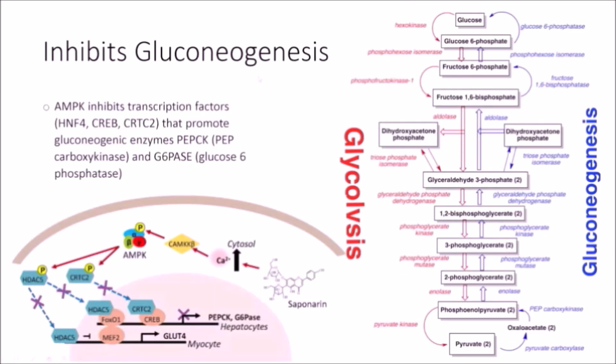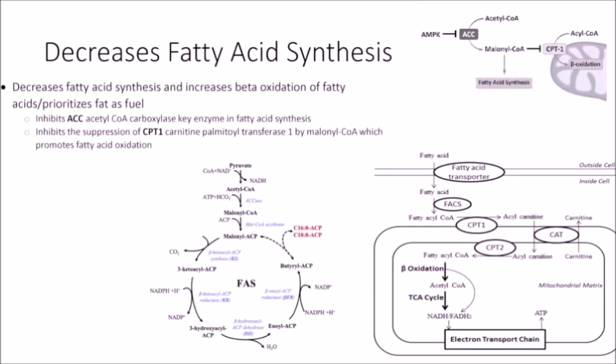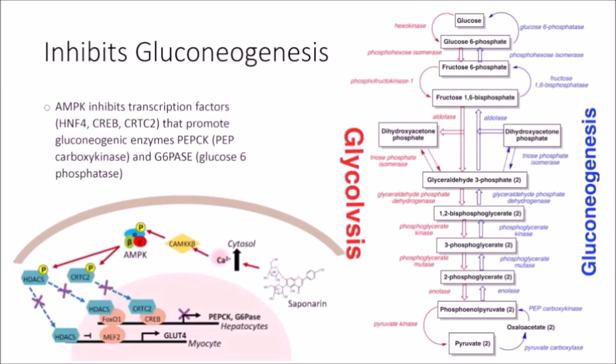Moving on, AMPK also inhibits transcription factors that promote gluconeogenic enzymes. And gluconeogenesis is just the production of glucose, so raising your blood sugar. So not only is it increasing the uptake of glucose from your blood, it's also increasing the amount of fat you use, and it's also decreasing the amount of glucose that you create to put into your blood.